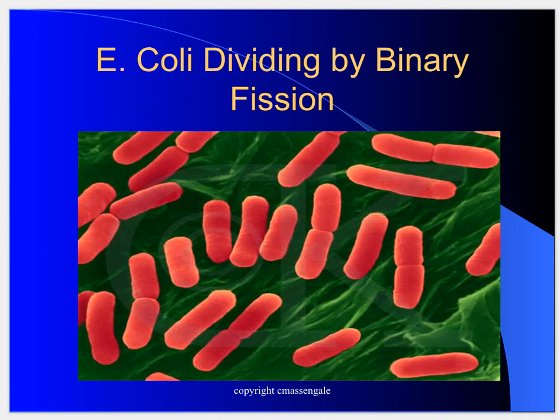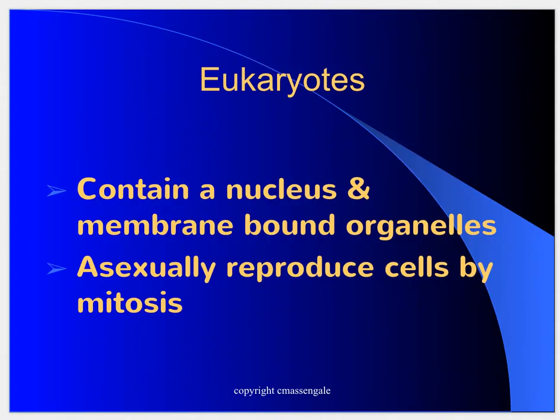But let's look at the eukaryotic cells. These are the ones we're going to really be looking at in the next few weeks. They are the cells that we've already been studying a lot. They have the nucleus, they have all the organelles inside that we've been learning about, the mitochondria, the lysosomes, the ribosomes. And these cells can reproduce themselves asexually through a process called mitosis.